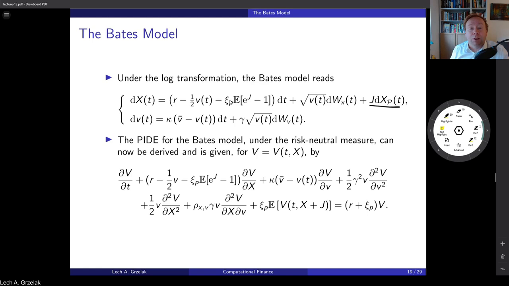Okay, PID, I'm not going to go through all the steps, because we have already seen it for the Merton model and also for the Heston model. So this is the representation. The PID that we have for the Bates model, you see it's the same as in the Heston case, except that we have this additional constant here, and we have this expectation, the stochastic expectation that we also have to take care of.